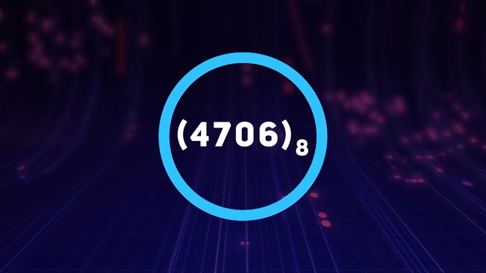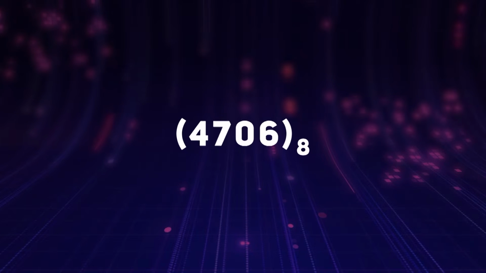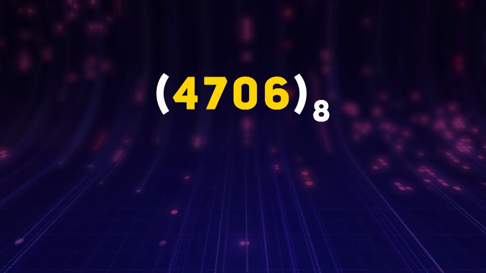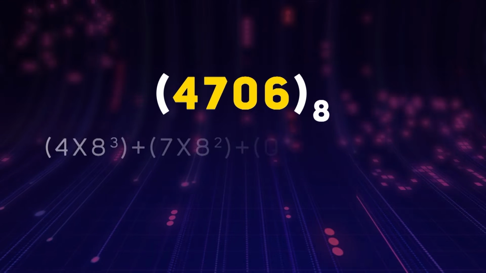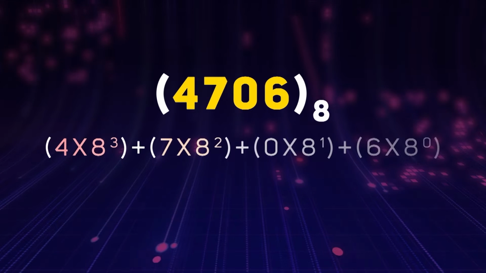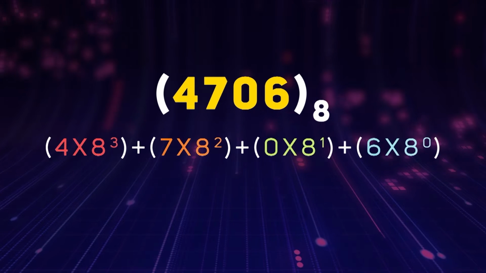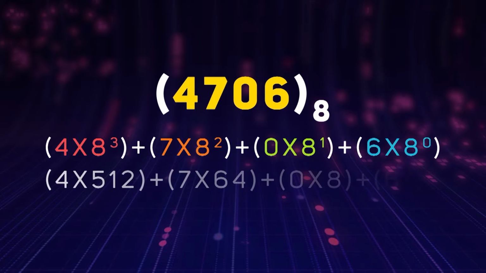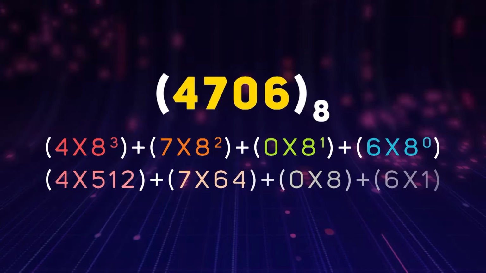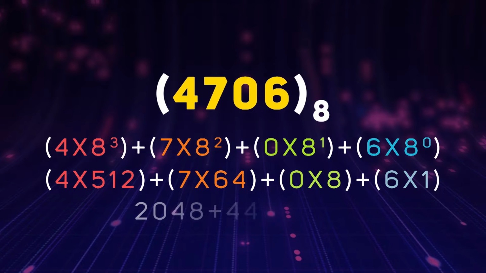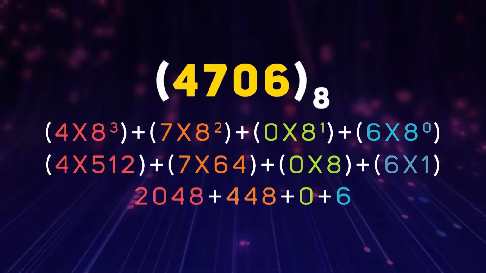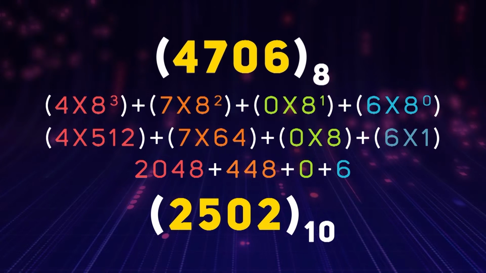For example, consider the number 4706 to the base 8. The positional values are multiplied with the corresponding digit, and we get 4 into 8 cube plus 7 into 8 square plus 0 into 8 raised to 1 plus 6 into 8 raised to 0, which is equal to 4 into 512 plus 7 into 64 plus 0 into 8 plus 6 into 1, which is equal to 2048 plus 448 plus 0 plus 6, which is equal to 2502 to the base 10.